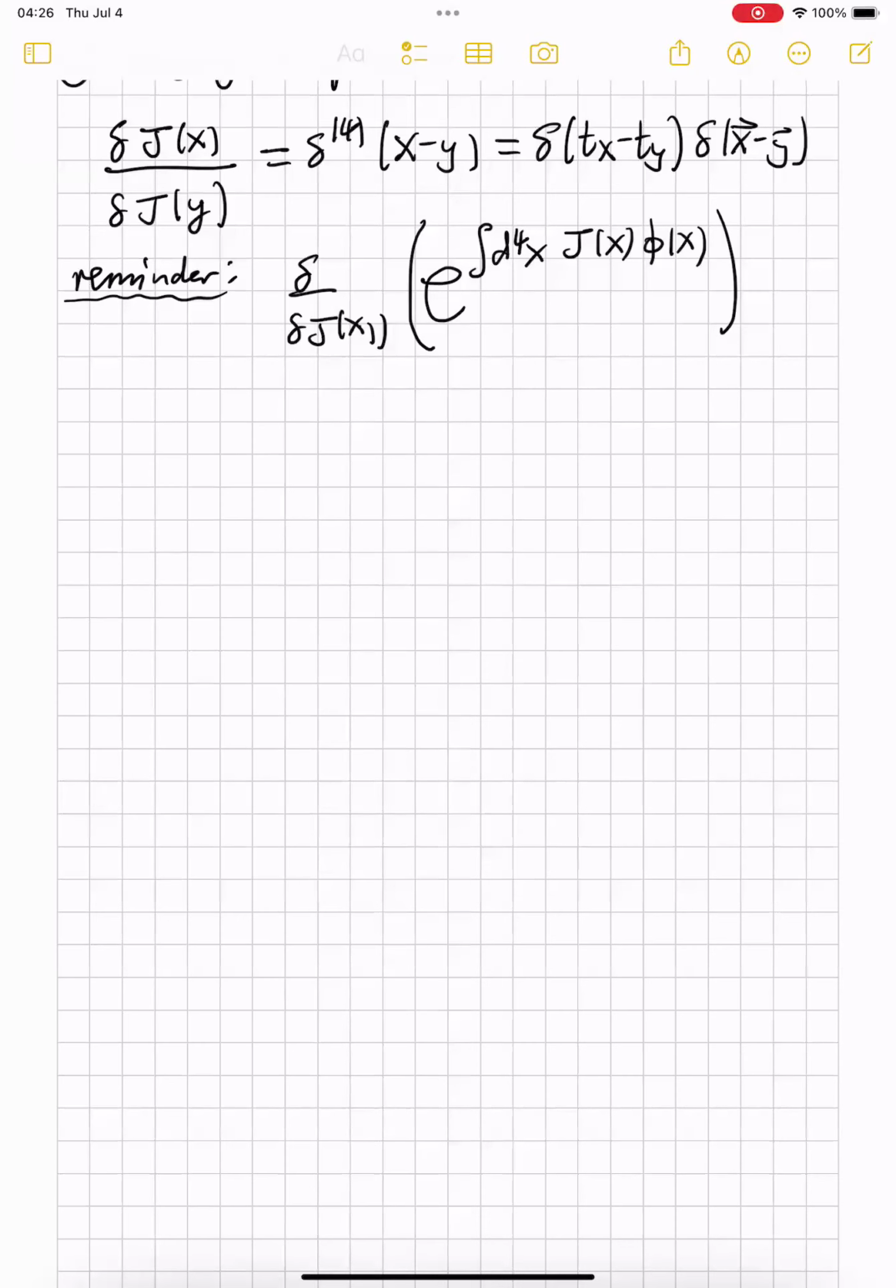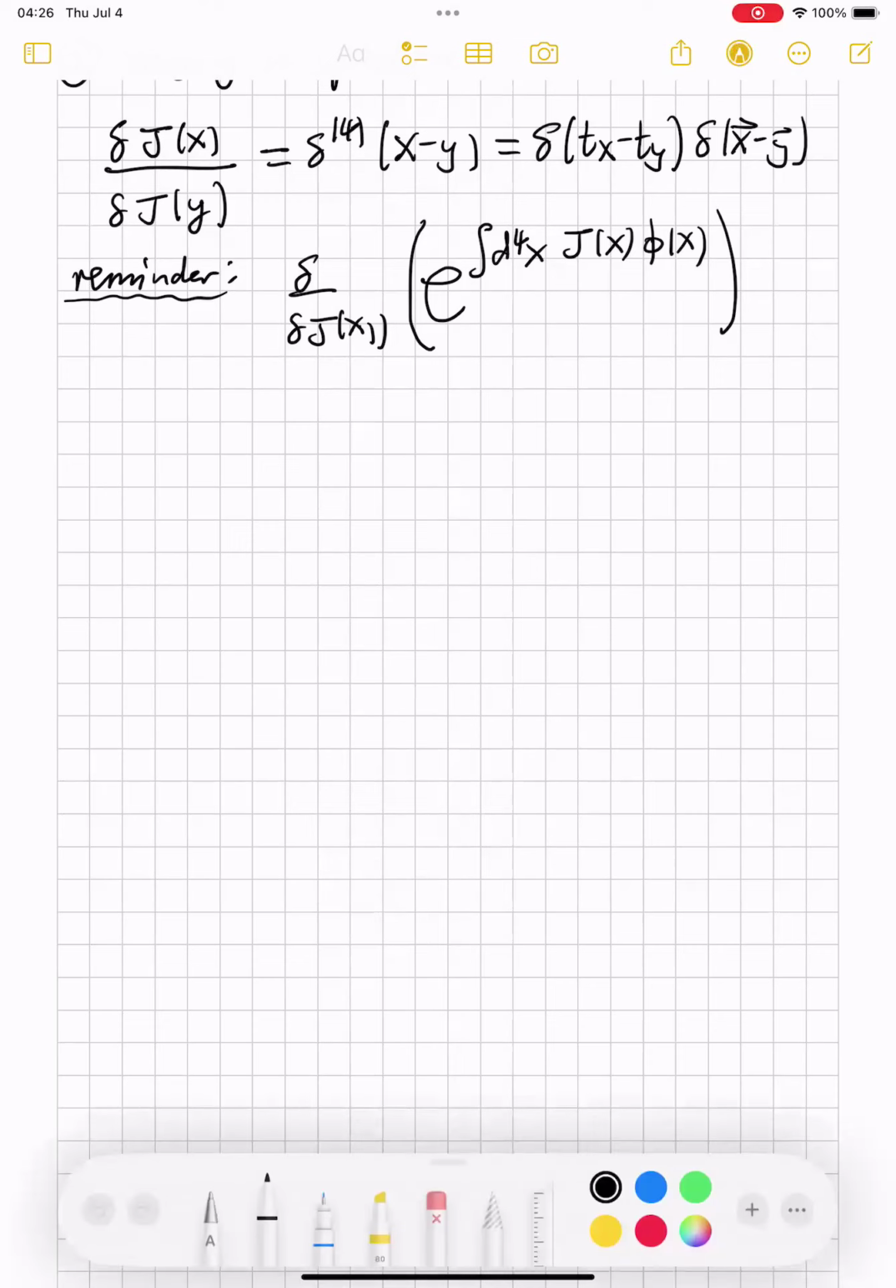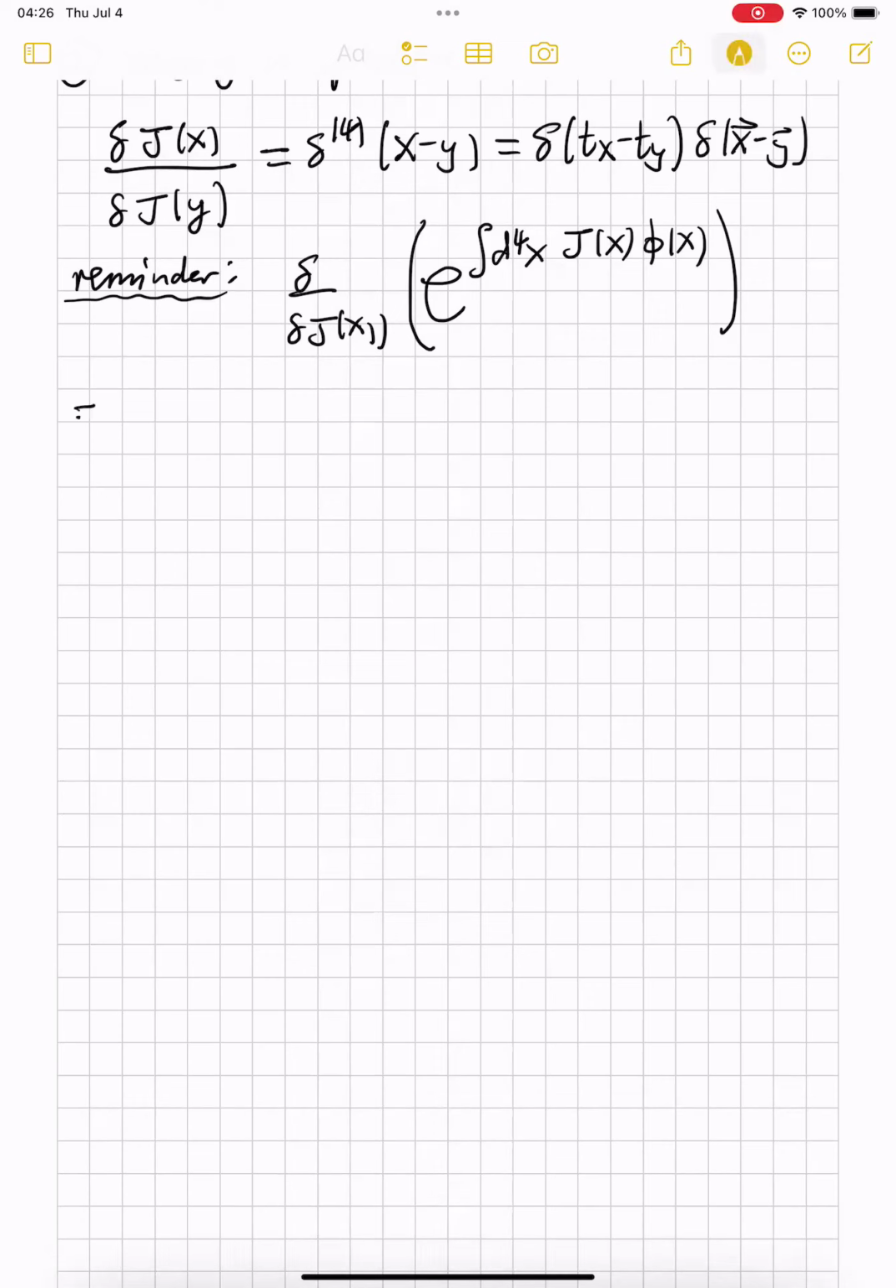Okay, so I hope you were able to do this functional derivative. Let's do it together. Well, just by the usual rules of functional differentiation, what we know is that when we differentiate this exponential, we're going to get the exponential back. So we'll get the integral d4x, j of x, phi of x, and then we'll get the derivative of the exponent. So, well, integral d4x will be left alone.